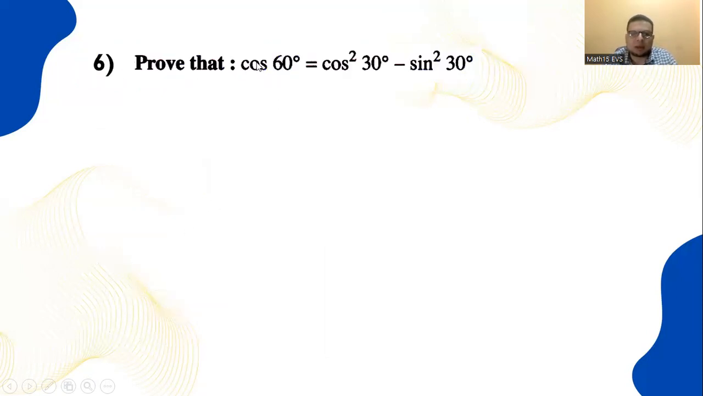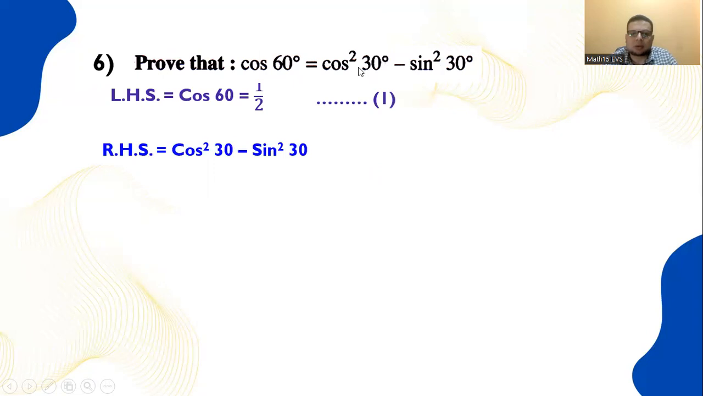Question number 6. Prove that cosine 60 equals cosine square 30 minus sine square 30. You can use the calculator, no problem. The left side equals cosine 60, that means half. The right side is cosine square 30 minus sine square 30. You remember cosine 30 is root 3 over 2, put power 2 here, minus sine 30 is half, power 2 here.